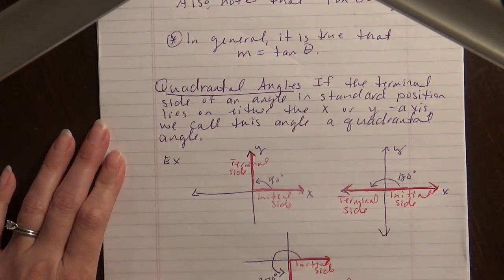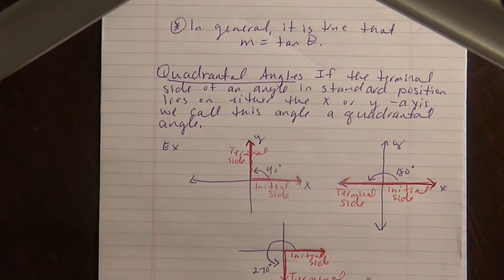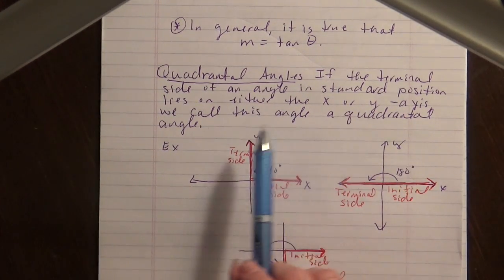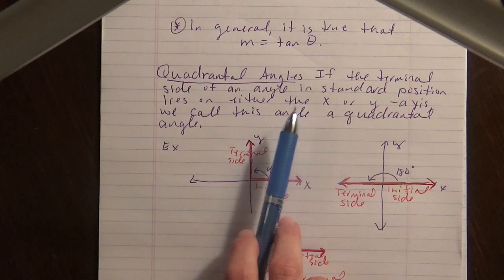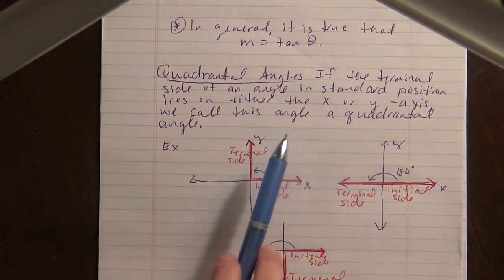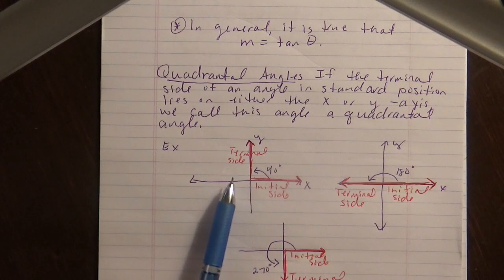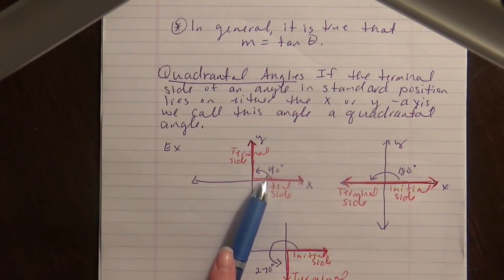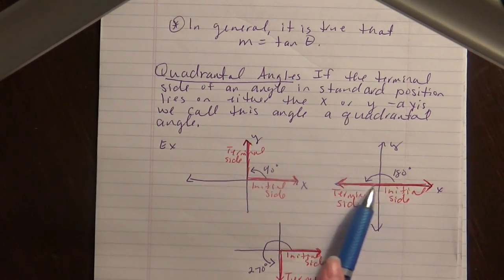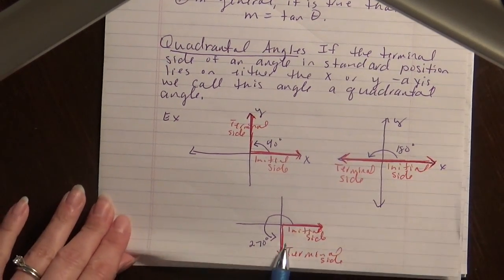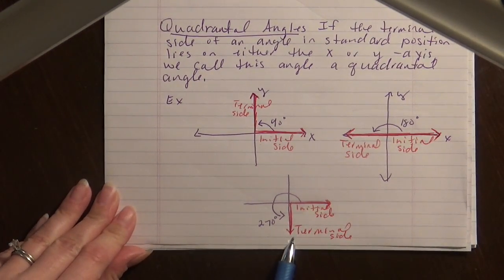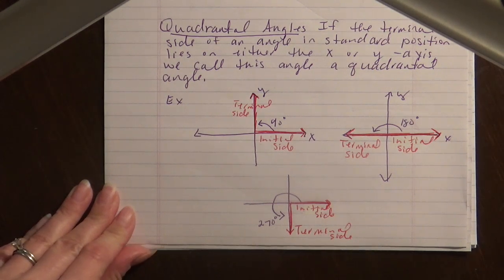All right, now we've got the quadrantal angles. We talked about this in section 5.1, but here they are again. If the terminal side of an angle in standard position lies on either the x or the y axis, we call this angle a quadrantal angle. Here are some illustrations, for example, 90-degree angles, 180-degree angle or the 270-degree angle. These are all quadrantal angles because their terminal side lies on either the x or the y axis.